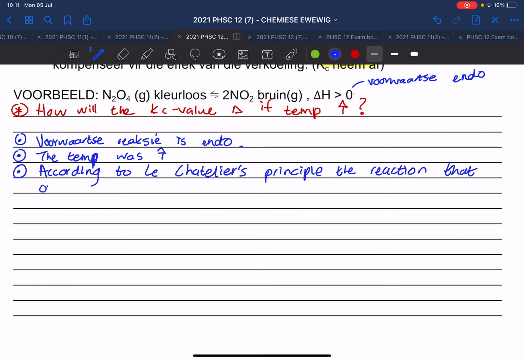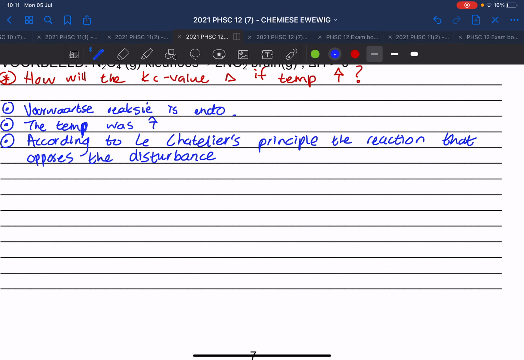opposes the disturbance. Juffrou moet vaskryf om weet iemand wat daar staan. Ek probeer my bes. En jy sien ek skryf baie lelik nie. Ek skryf eintlik nie so in die regte lewe nie. The opposing reaction will be favored. Okay, volgens Le Chatelier sal die reaksie waar die versteuring teenwerk bevoordeel word.